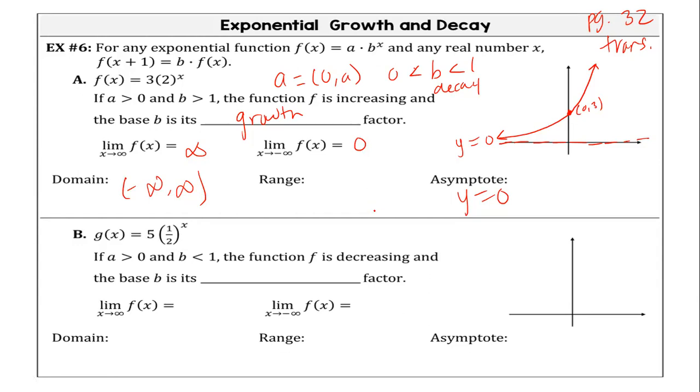Your range here is 0 to infinity, and make sure that you use a parenthesis because it's an asymptote. Okay, it's not equal at that point. So I'd like you to take about 90 seconds to do what we did with example 6A to example 6B.